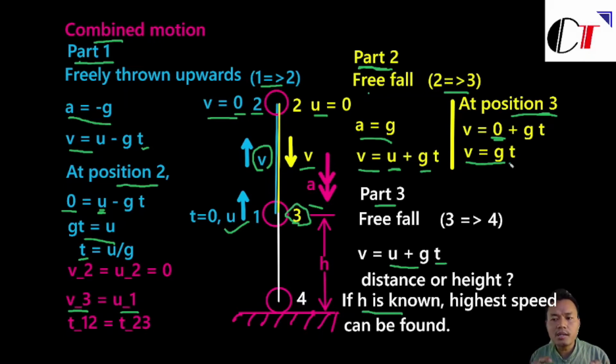So if you look closely, we have a kind of proof that the final speed at position 3, which is just gt here, equals the initial speed in the part 1 motion. This means, of course, that this speed here, when you start to release the particle, which is just u, is equal to gt.